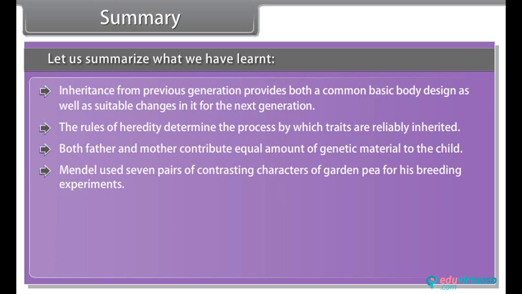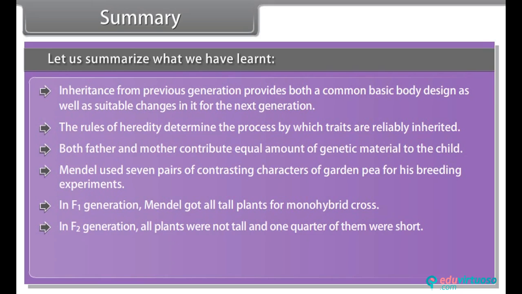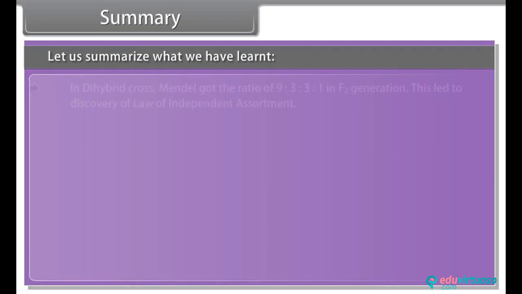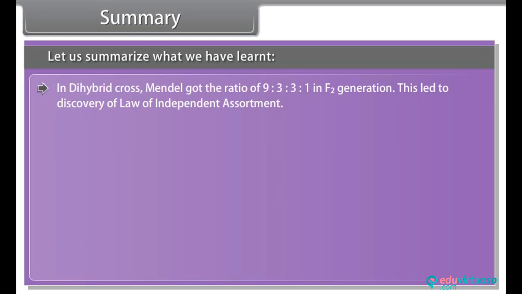Mendel used 7 pairs of contrasting characters of the garden pea for his breeding experiments. In the F1 generation, Mendel got all tall plants for the monohybrid cross. In the F2 generation, all plants were not tall and 1/4 of them were short. With such crosses, the law of dominance and the law of purity of gametes, which is also called the law of segregation, were worked out. In the dihybrid cross, Mendel got the ratio of 9:3:3:1 in the F2 generation. This led to the discovery of the law of independent assortment.